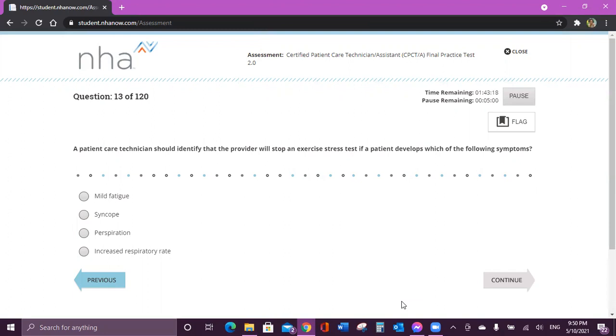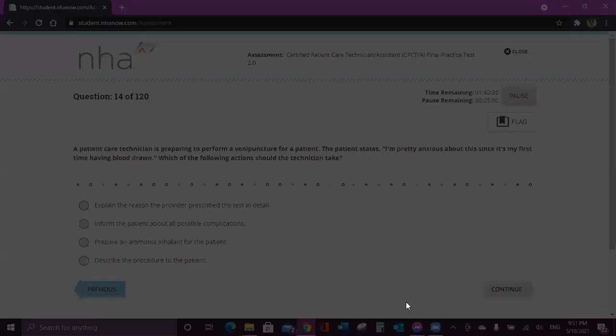A patient care technician should identify that the provider will stop an exercise stress test if a patient develops which of the following symptoms? Syncope. Yep, syncope. They only stop the stress test if the patient gets dizzy.